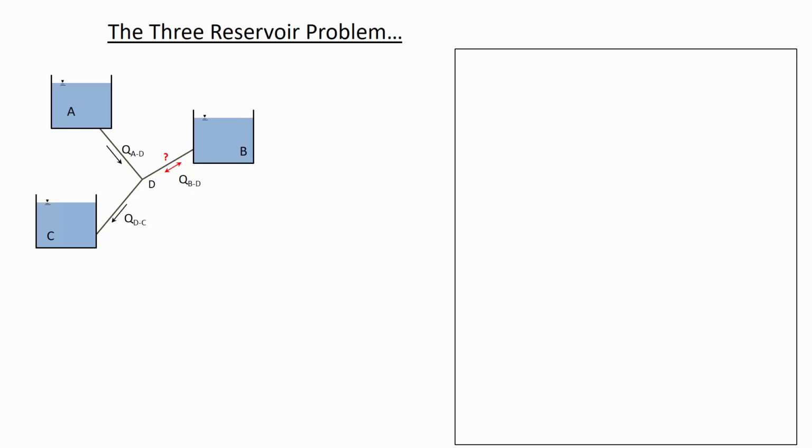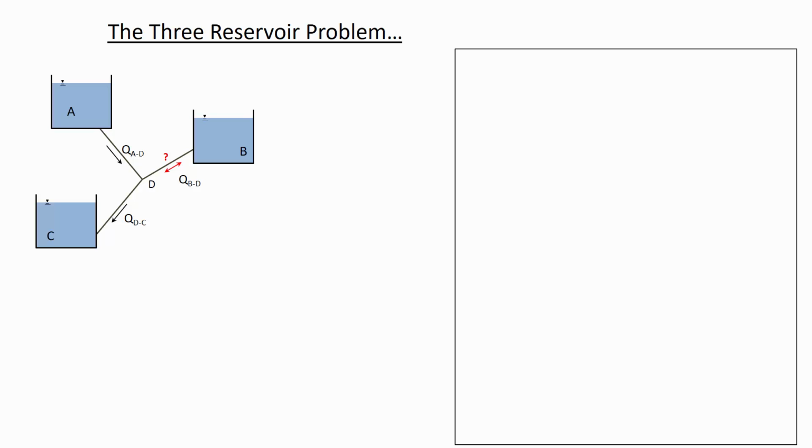But let's take it to the extreme. Just play a thought experiment. What if the elevation of the water surface at reservoir B was just 1 inch lower than reservoir A? So they're basically at the same height. Well, if you have the elevation of the water surface at B about the same as A, then obviously the water is going to flow out of both of those reservoirs and into C.